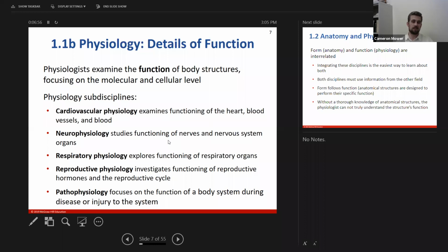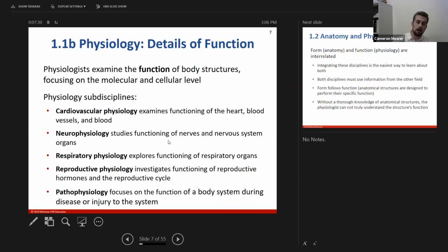Then we get to the physiology, the details of the function, right? We've got some subdisciplines here of physiology: cardiovascular physiology, neurophysiology, respiratory, reproductive, and pathophysiology. Many of you guys will be taking a class specific to pathophysiology, which focuses on the function of a body system during disease or injury to that system. That's going to be pretty important stuff for a lot of you because you're headed into the medical field.